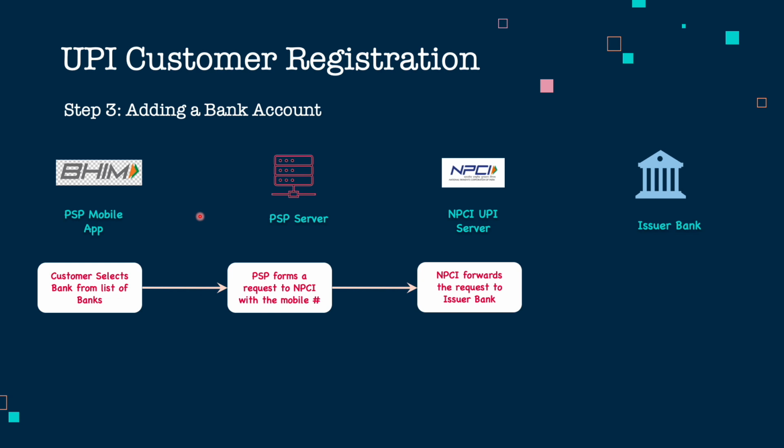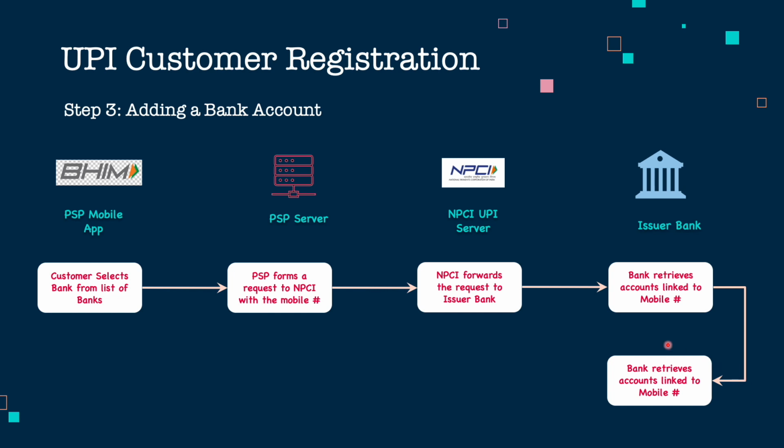NPCI receives the request and forwards that request to the issuer bank. What happens here is the PSP server identifies the mobile number. With the mobile number provided, it forwards a request to the issuer bank to get the list of all bank accounts that the customer has. So let's say I have 2 accounts with HDFC, then the PSP app would send my mobile number to the issuer bank, which is HDFC, and it expects HDFC to return those 2 bank accounts.